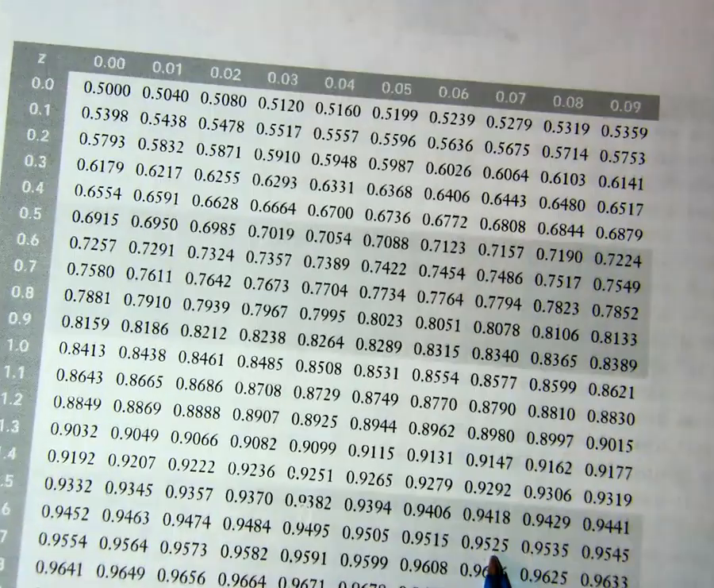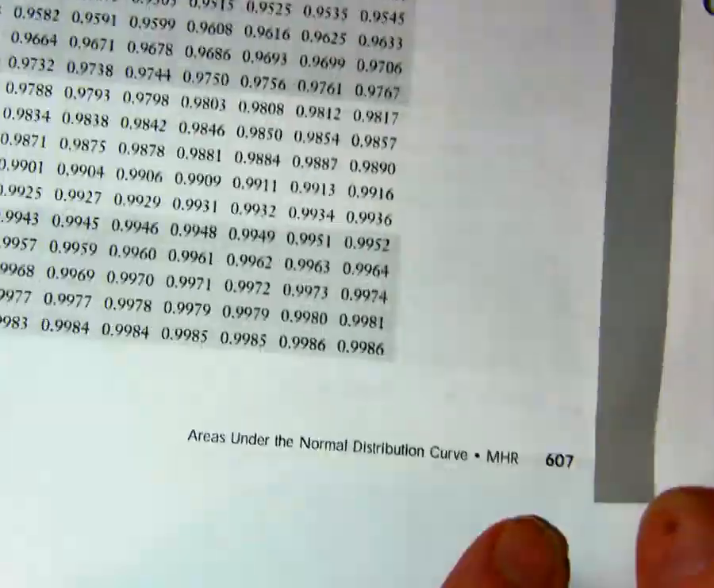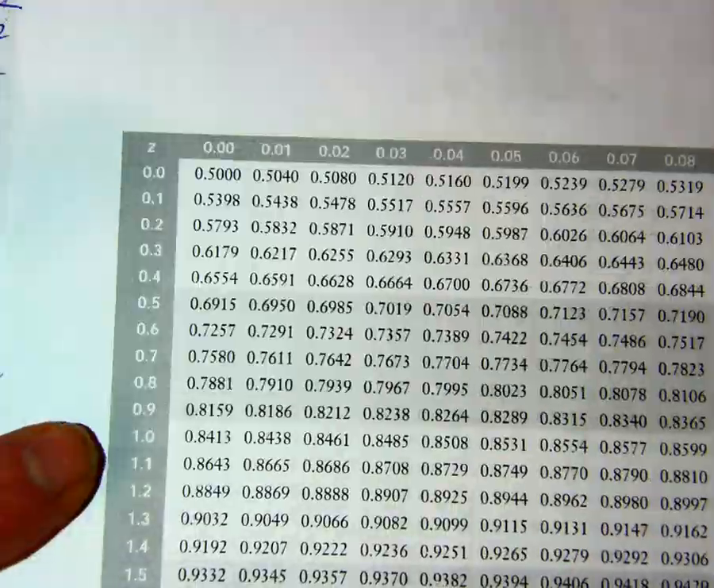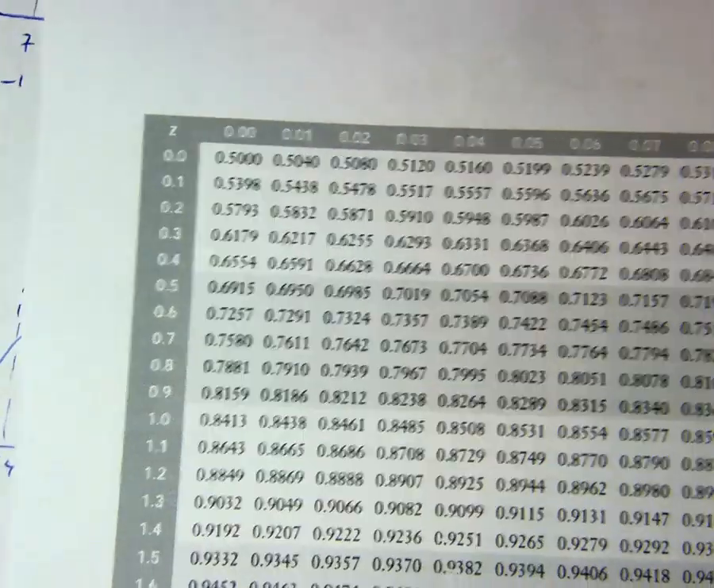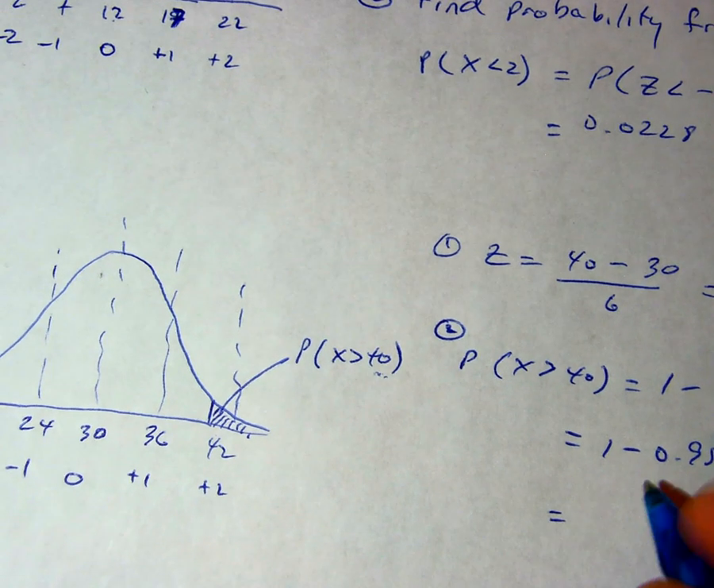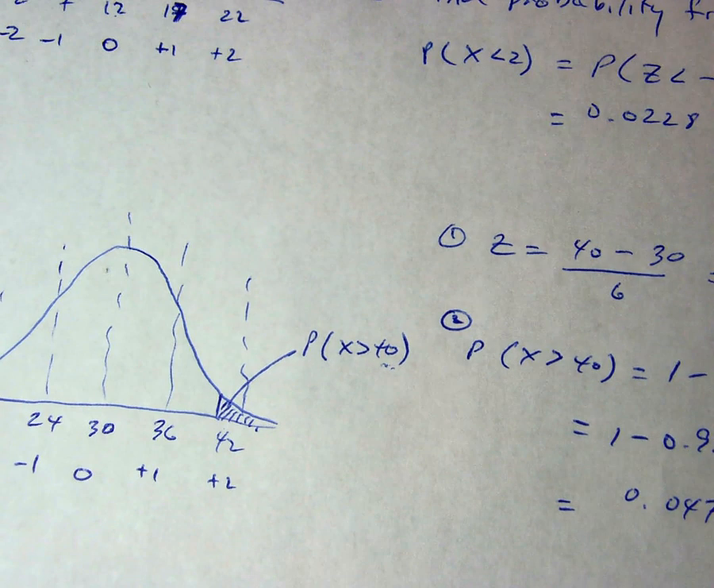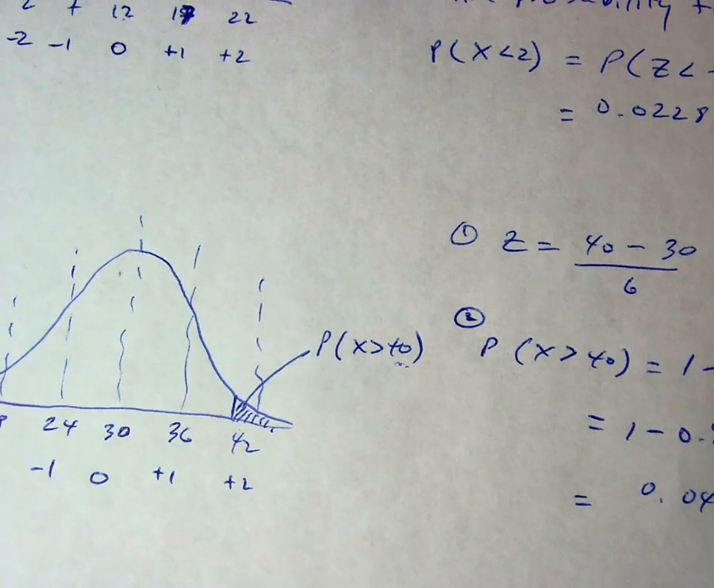So where'd you get that positive one from? It's on the back. That handout is 2 pages. There's page 606, and then there's the backside, 607. So one's the negative z values, one's the positive z values. Okay? Yeah, 9525, right? So that's going to equal 0.0475, or 4.75%.